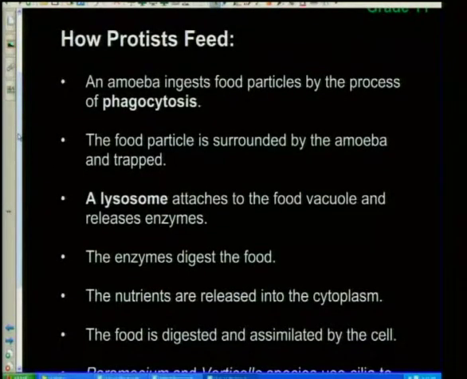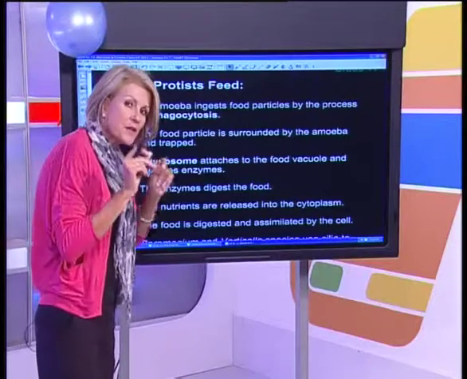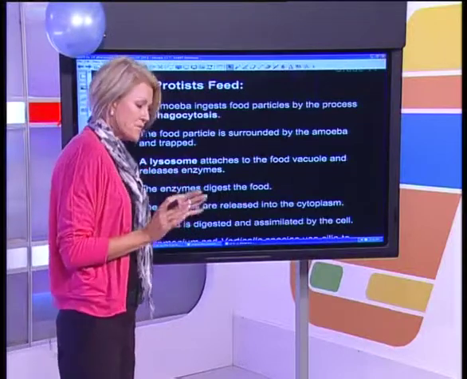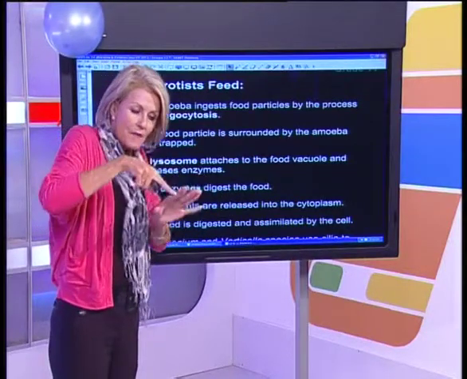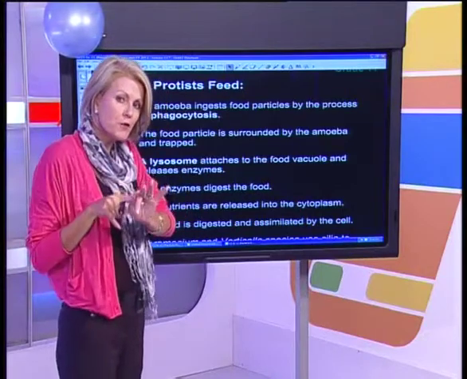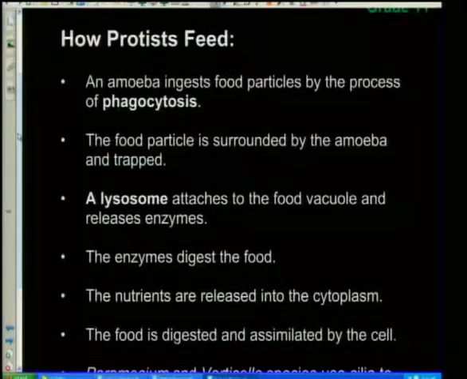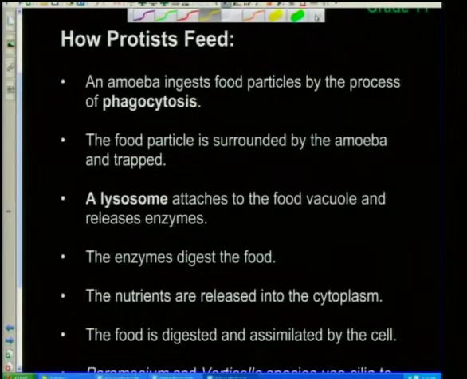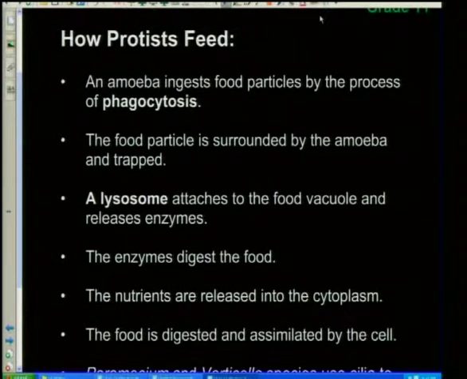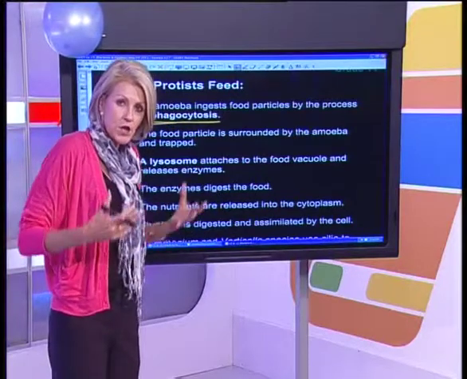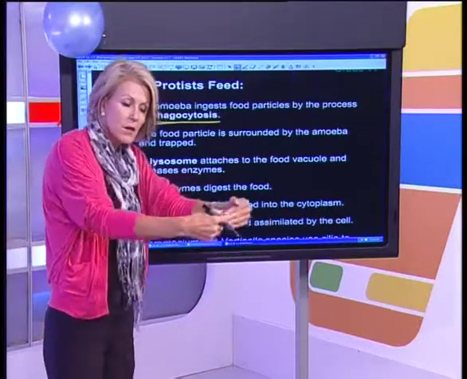Now, how they feed. Your amoeba, specifically, remember, it's got pseudopodia, those false arms. And the false arms will come along and form and actually engulf the food particle, and it takes it into its body. It's very, very clever. It's a process called phagocytosis. And you must know that term, phagocytosis. And cytosis has to do with the cytoplasm. So phagocytosis is the engulfing of a particle and pulling it into the body.